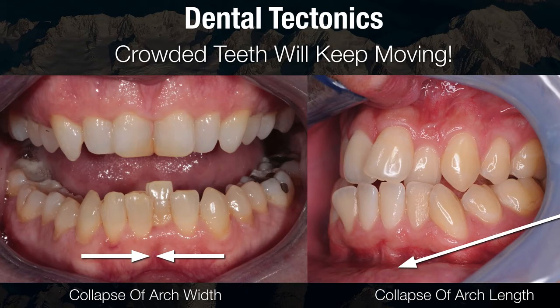Collapse of arch width, often defined from canine to canine. As canines collapse, well, the incisors aren't going to narrow. They're just going to move forwards, backwards, upwards, down, and they're going to start to collide with the opposing teeth.